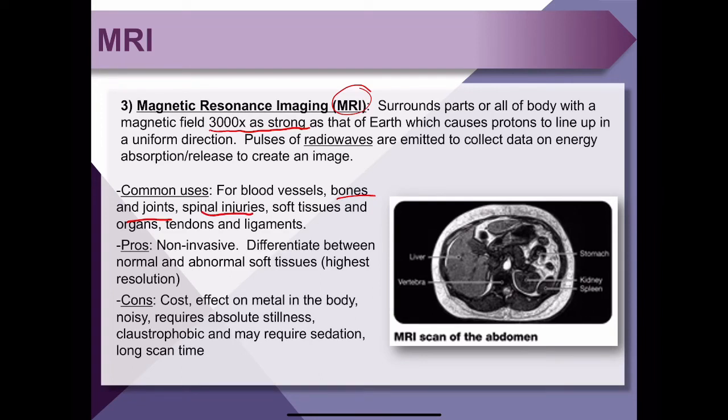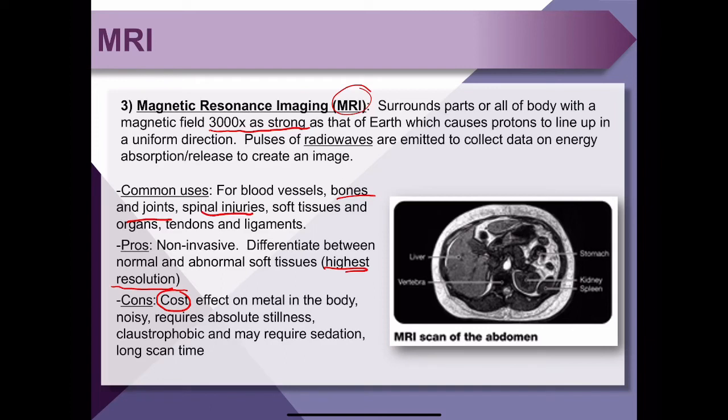Now, the pros is that, again, it's non-invasive. We're not poking anything into you or asking you to drink anything. It can differentiate between normal and abnormal soft tissues at the highest resolution. And of course, the cons is the cost. Okay, MRI is very good, but it is usually very, very expensive if it's not covered by insurance. Out-of-pocket costs are anywhere in the thousands for sure.